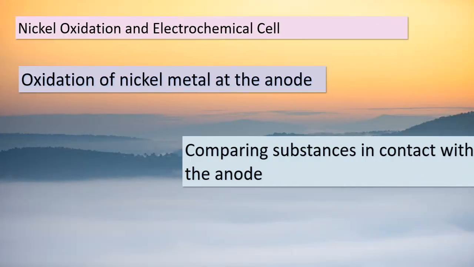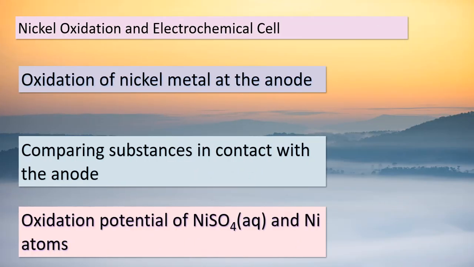Hello, students. Today, we're delving into the intriguing world of electrochemical cells and the fascinating behavior of nickel in these systems. Let's start by discussing the process that takes place at the anode. The anode is where the nickel metal undergoes oxidation.